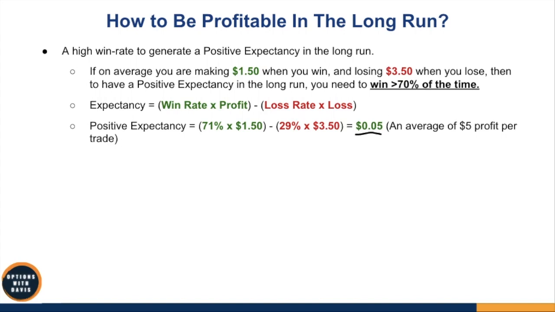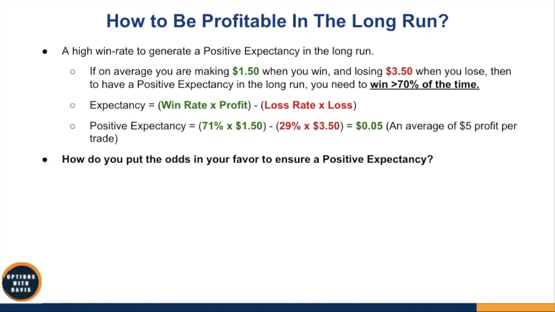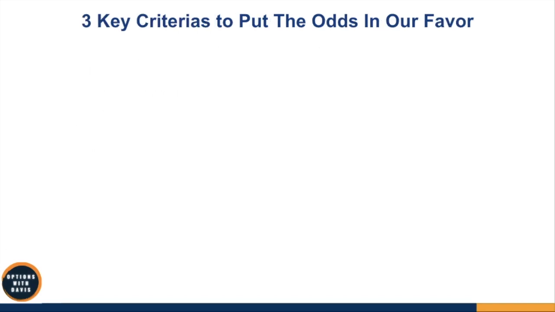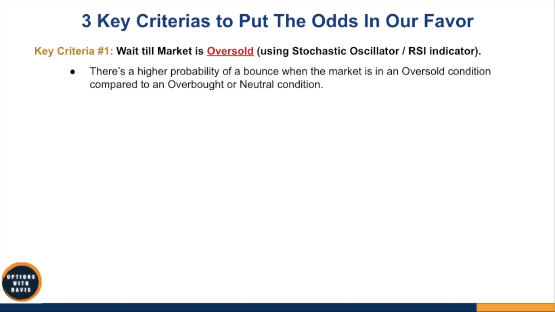All right, so now you understand how to be profitable in the long run. You have this positive expectancy understanding. The big question is, how do you actually put the odds in your favor to ensure a positive expectancy? How do you ensure that you at least win 71% of the time? The answer comes down to 3 key criteria to put the odds in our favor. My strategy relies on these 3 key criteria. The first criteria is to use what I call the stochastic oscillator to identify when the market is oversold. So you want to wait until the market is oversold.